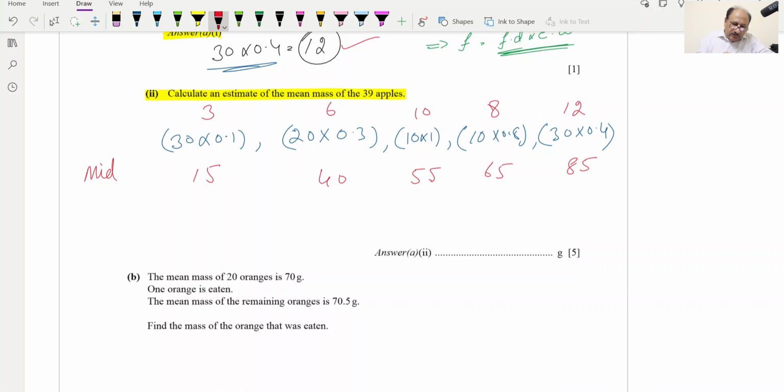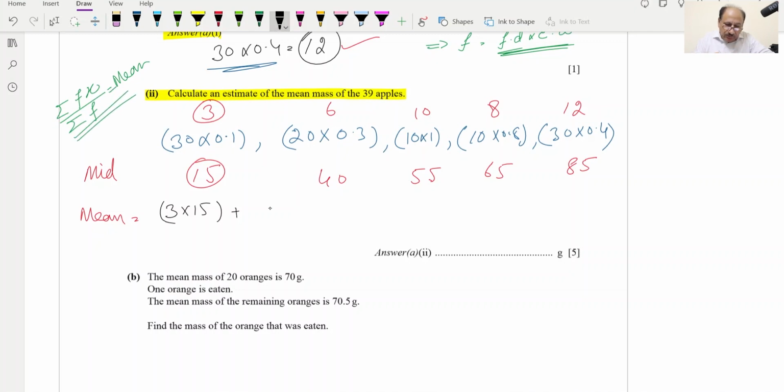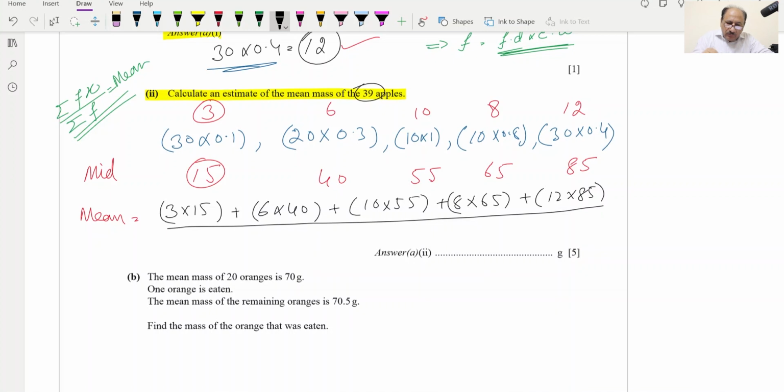Now these values we got, and what we can do is multiply this with this. The mean will be equal to 3 multiplied by 15. The formula for the mean you know is sigma fx over sigma f, and we are using the same formula. Next will be 6 multiplied by 40, plus 10 multiplied by 55, plus 8 multiplied by 65, plus 12 multiplied by 85, and the whole divided by the total number, which is 39.